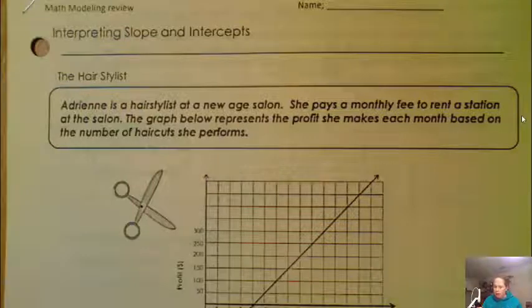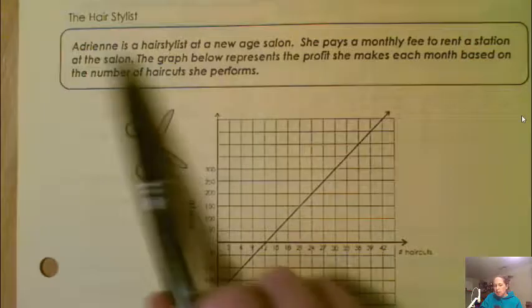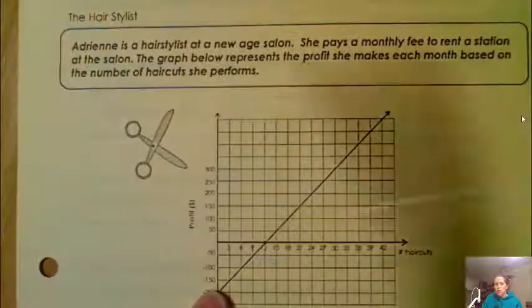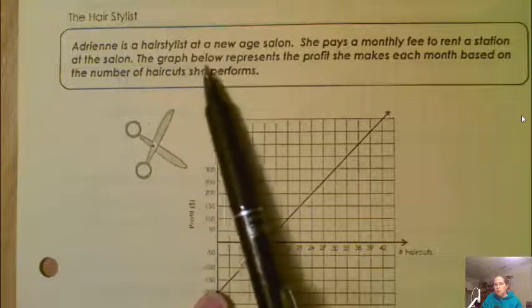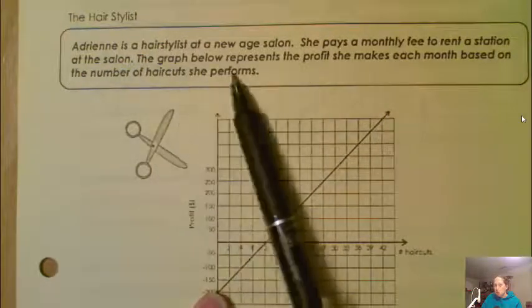Okay, so this graph is about Adrienne. She's a hairstylist at a new age salon. She pays a monthly fee to rent a station at the salon. The graph below represents the profit she makes each month based on the number of haircuts she performs.